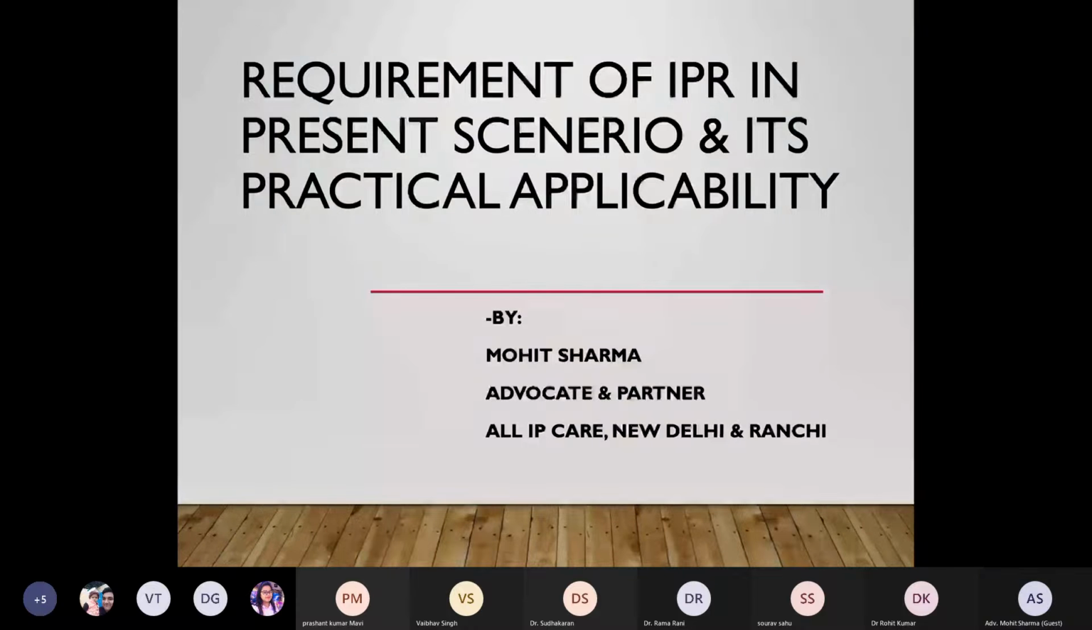So these all forms of IPR, that is prosecution, litigation and the enforcement, is very important and required in this present scenario. I think we have already covered so much about the IPR and the requirement of IPR in this present scenario. Rest I'm leaving to Mr. Sudhakaran.